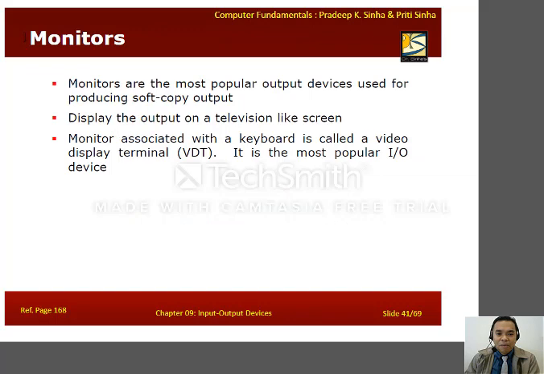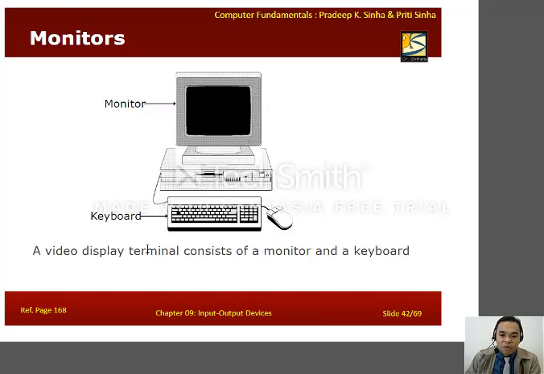So we have here monitors. Monitors are the most popular output devices for producing soft copy output. Monitors display the output on a television-like screen. Now we have a term, VDT. A VDT, or video display terminal, consists of a monitor and a keyboard to enter the data.